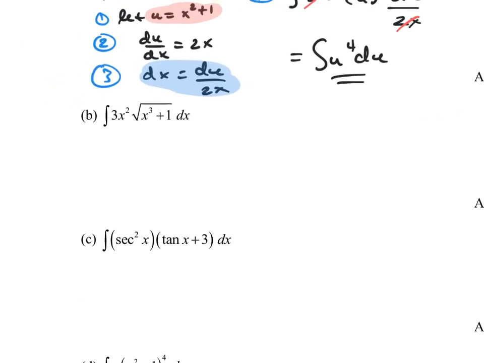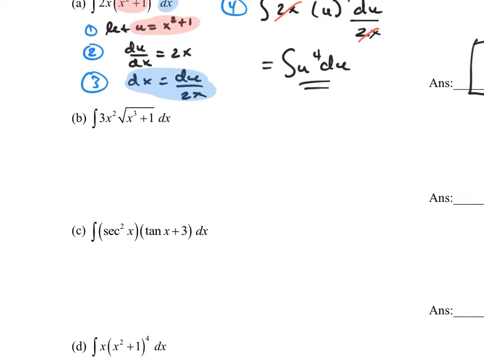It says the integral of 3x squared times the square root of x cubed plus 1. This looks like a product. There is no official product rule in calculus. There's something that's kind of the opposite of the product rule, but we're not going to learn it this semester. So this semester, all we have to do is u substitution. So let's do this again. Step 1, let's identify u.